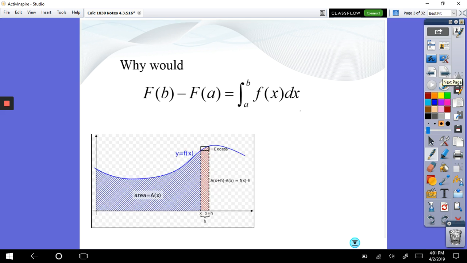So here's a little demonstration that the area under this curve is from A to B. Find the antiderivative of this function, plug in the ending, the rightmost bound, and subtract the leftmost bound, plugging those in.